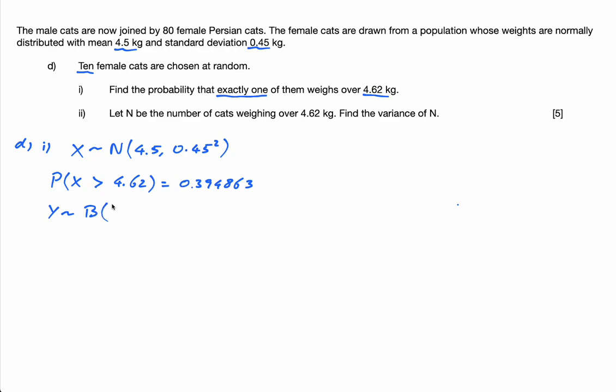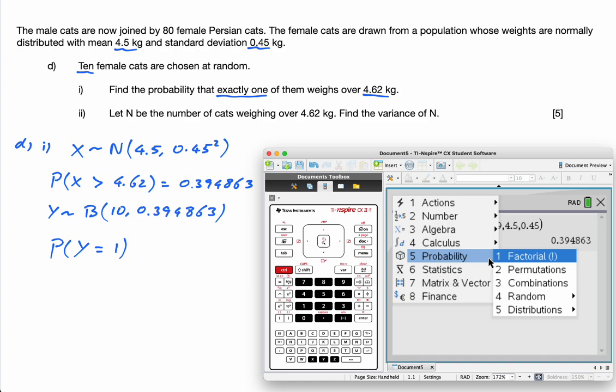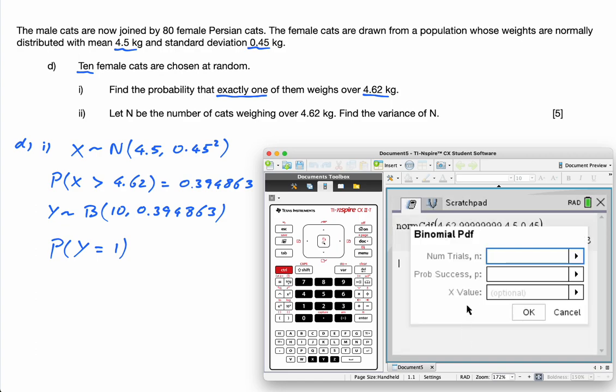and then I'll bring in another variable, Y, and I'll say Y is a binomial distribution. Now n is 10, it's the number of trials, or number of cats in this case, and the probability is this 0.394863. And we want to find the probability that Y is exactly 1, because that's what it says, exactly 1. So, like I said already, this is a binomial PDF. If it was greater than 1, it would be CDF, but it's exactly equal to 1.